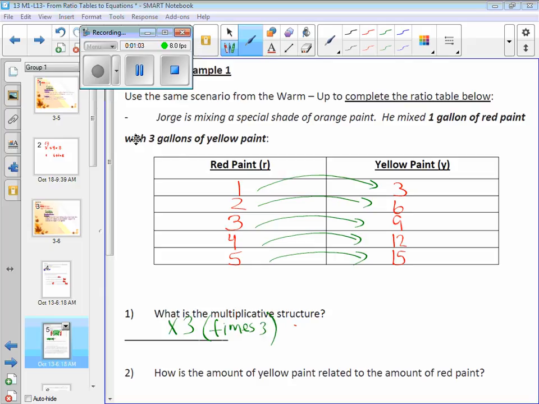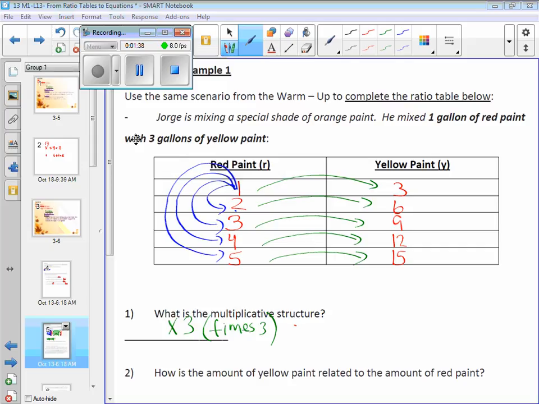Not to be confused with constant. Because constant, I don't know if you remember this back when we did lessons 1 and 2. Here you had a constant of, now I'll think, what 1 times what makes 2? Times 2. When you went from here to here, you had a constant of... Multiplicative structure never changes when you go from one part of the ratio to the other.